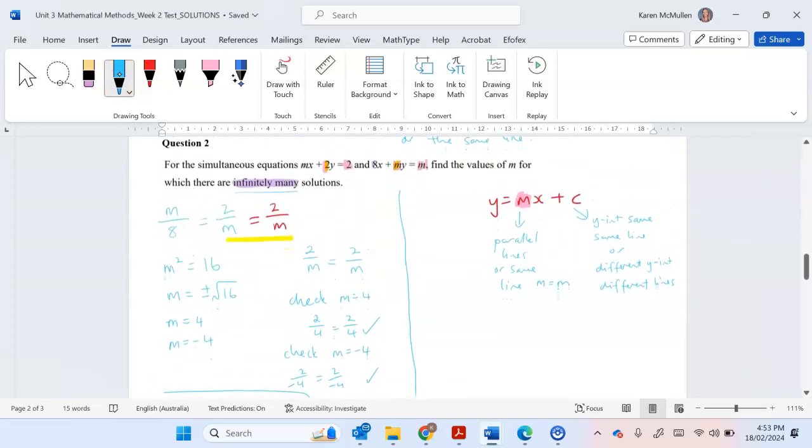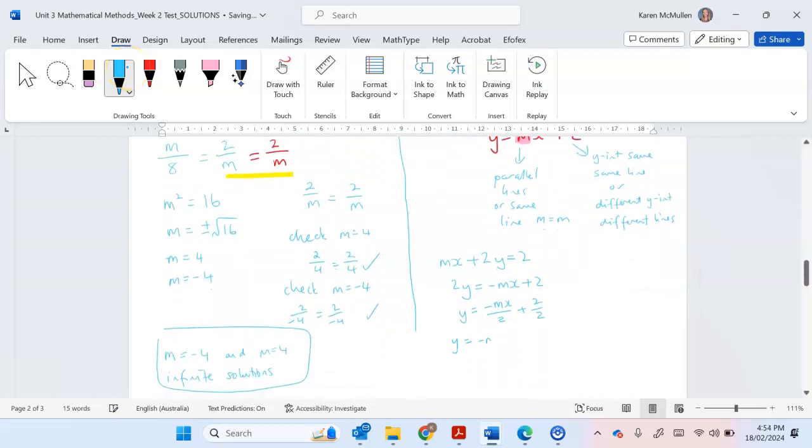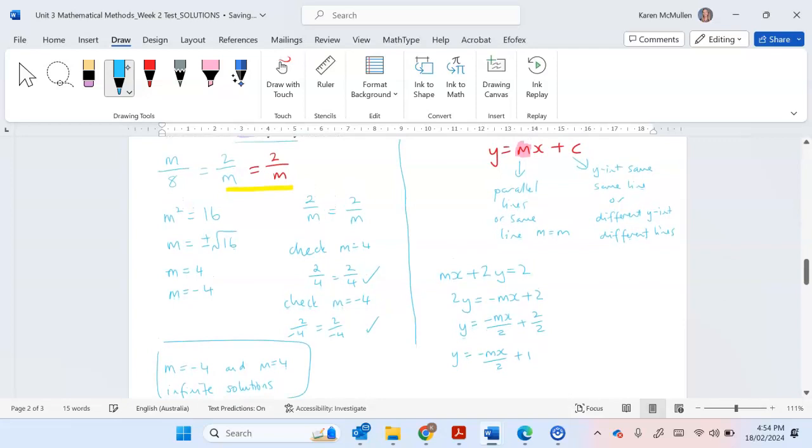So with our rearranging, and I'm not a huge fan of this, there's our equation. We need to put it in the form y equals mx plus c before we can see what the gradient is. So I'm going to bring that m over, correctly. So 2y equals -mx plus 2, and then y is equal to -mx divided by 2 plus 2 over 2. Now you could tidy that up a little bit if you want to. So that's for your first equation.